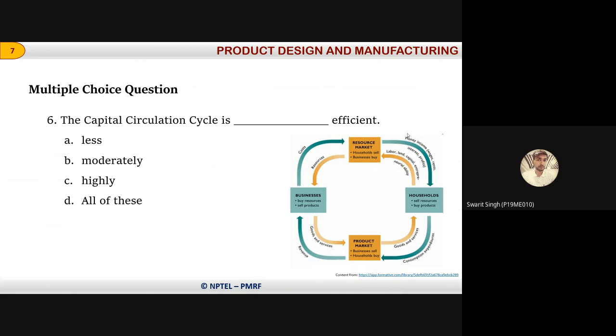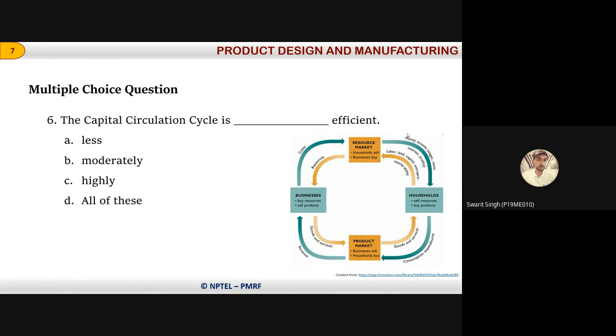So the capital circulation cycle, if you have already gone through it in the lecture, is similar to what is shown in the slide. The resource market is interrelated with households, and households are interrelated with the product market, and similarly business is related with the resource market and the product market. Something is given as input from households to the product market, and something is taken out as output. A give and take.